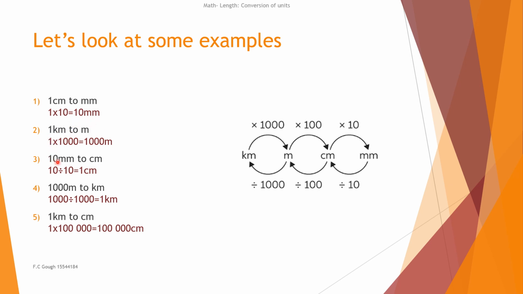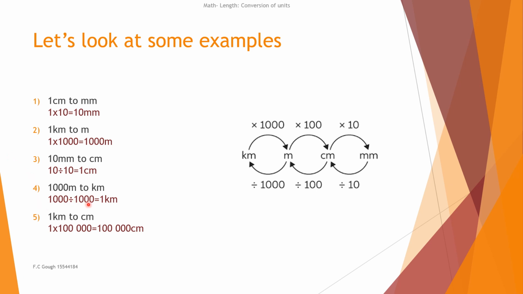1 kilometer, we will times by 1000 to get the meters. So it's 1000 meters. 10 millimeters to centimeters. If we look here, we've got millimeter divided by 10, and we will get the centimeter. That would be 1 centimeter.